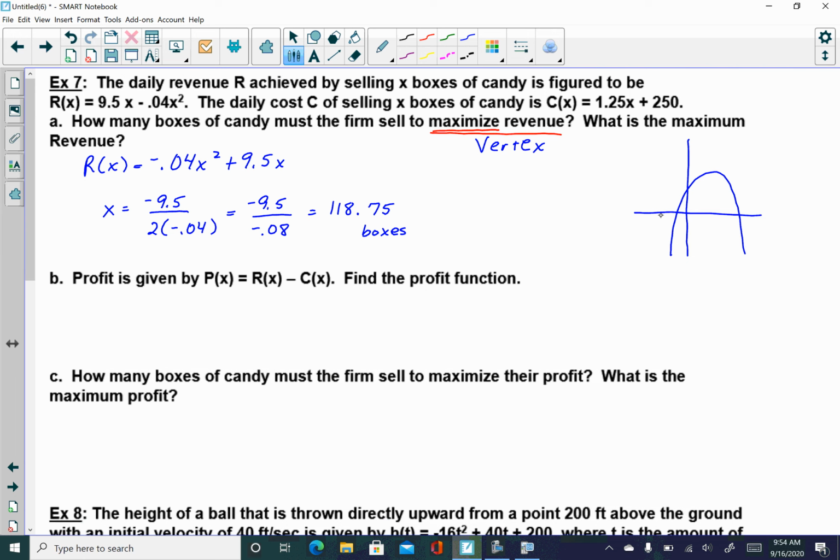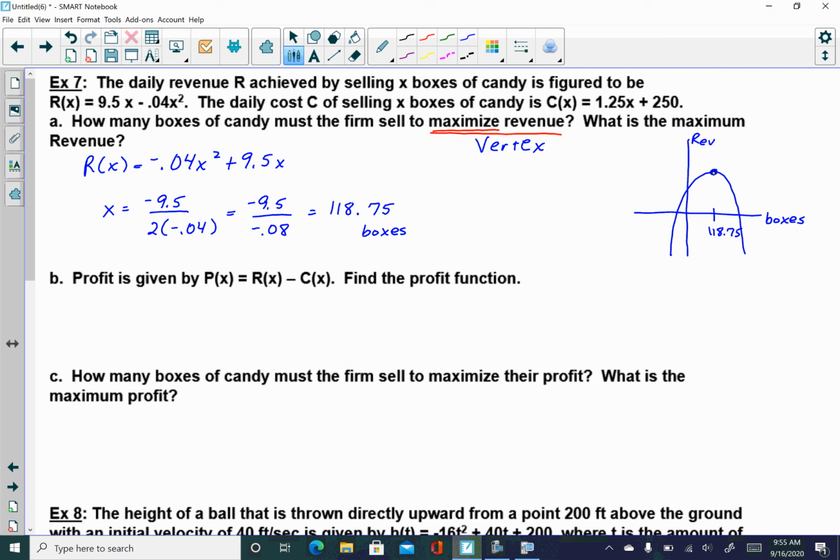And what's being measured on the x and y axis? The x-axis is the x value here, and they've told us that x stands for the number of boxes of candy. So this would be the boxes of candy here. And the y-axis would be R, and we know R is the revenue, okay? And so what we're saying here, this point right here represents, if this is 118.75, when they sell 118.75 boxes of candy, they get a maximum revenue.